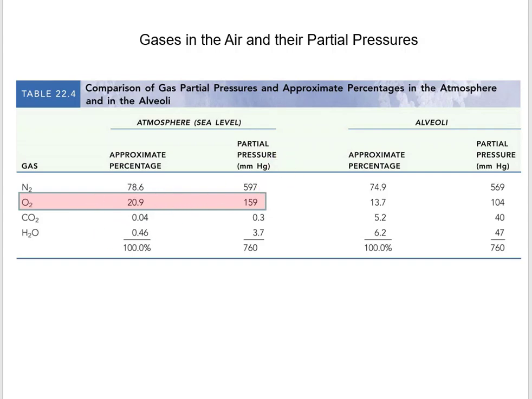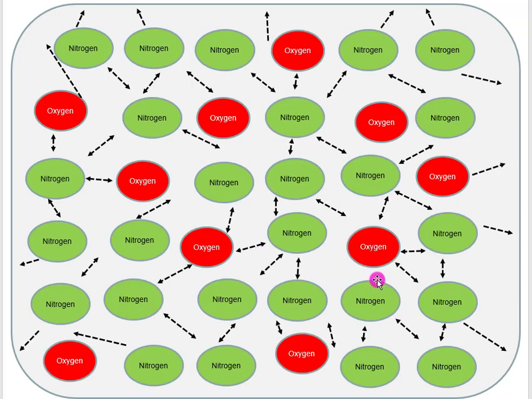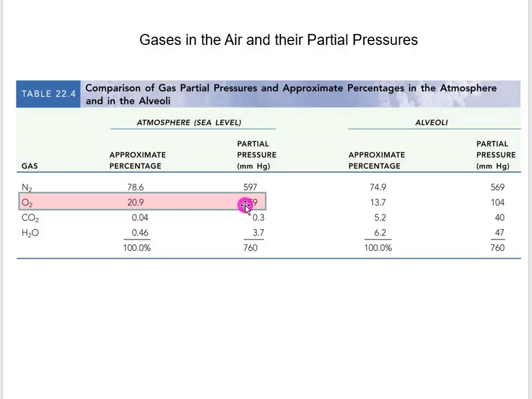If you do the math, what is oxygen's contribution to atmospheric pressure? Oxygen's contribution to the 760 is 159. And why don't we just round that up to 160 just to make the number easy to work with? So 597 plus 160, or 159.